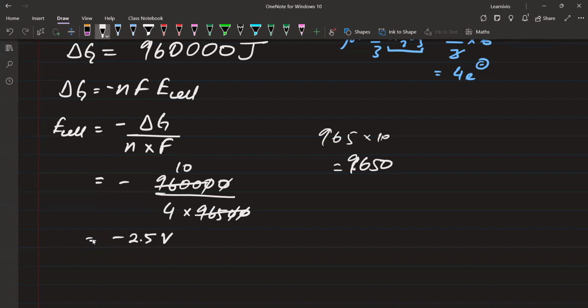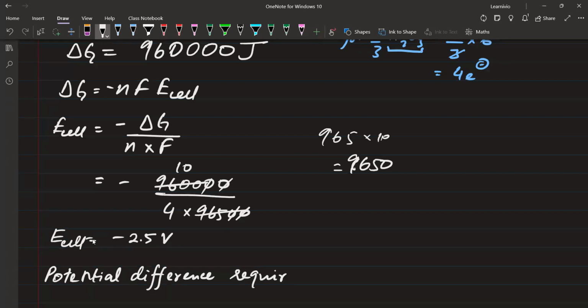2.5 into 4 you will get the value 10. Approximately you will get this value minus 2.5 volts. This is the E cell. So what is the potential difference required? Potential difference required is equal to 2.5 volts.